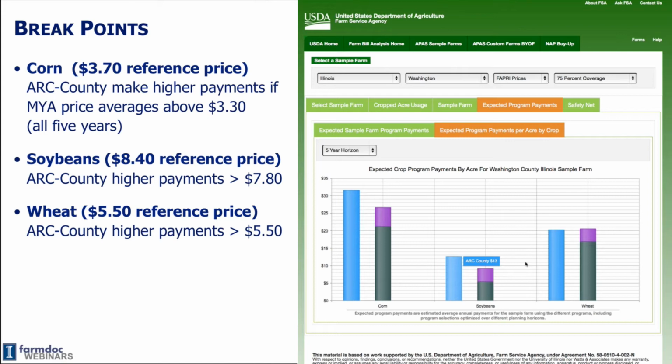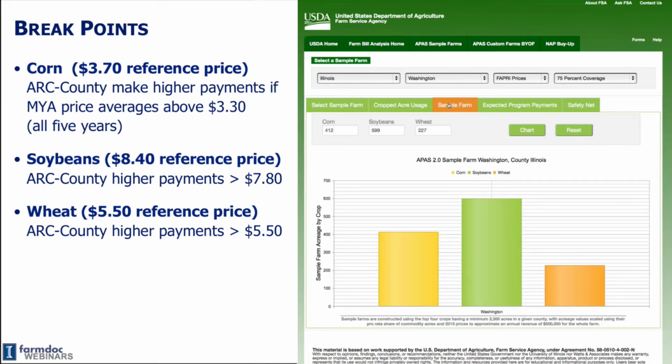Yeah, and again, all across the country, any state and county where there's data available to be able to run that APAS tool, you can get these expected program payments by crop, by acre, or for the farm, all crops in the other tab. And just a quick reminder of what this does. If you click on the sample farm tab up there, Gary, yep.